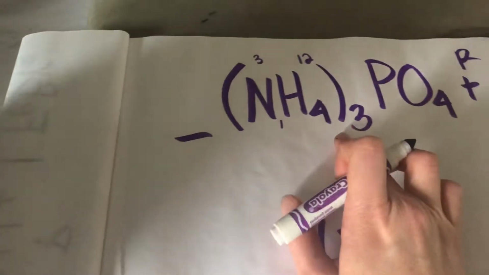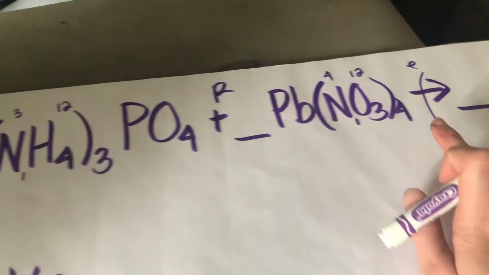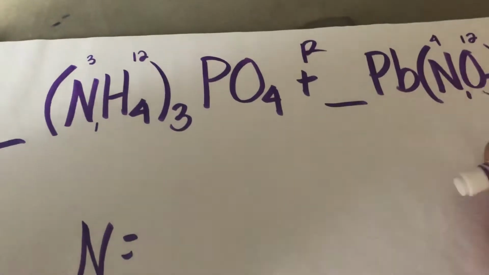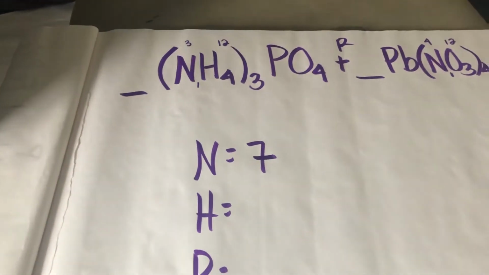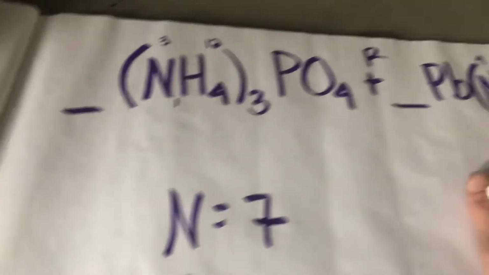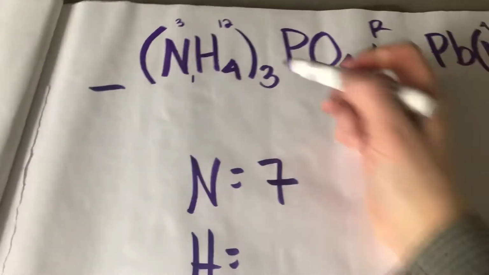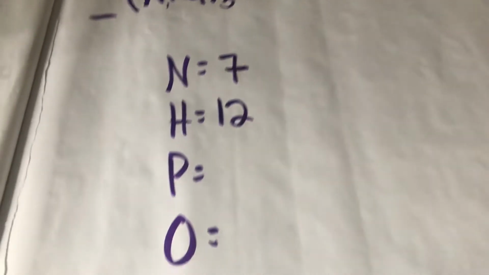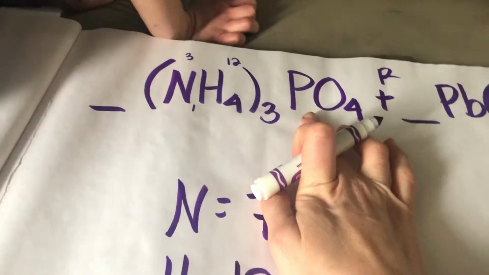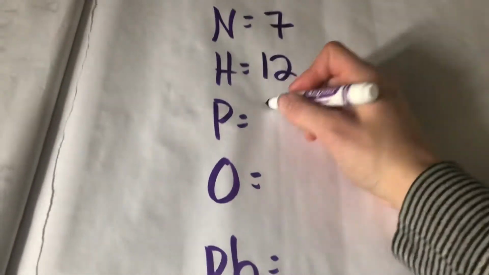Okay, so now I have to count. How many total nitrogens do I have over here? I have 3 here, because it's 3 times 1, and I have 4 here, because it's 4 times 1. So I have 3 plus 4 nitrogen, which is 7. Then, how many hydrogens do I have? There's no other hydrogens before these guys, so I have 3 times 4, which is 12 hydrogens. How many phosphorus? Nothing is touching phosphorus, so there's like a 1 there. So I have 1 phosphorus.